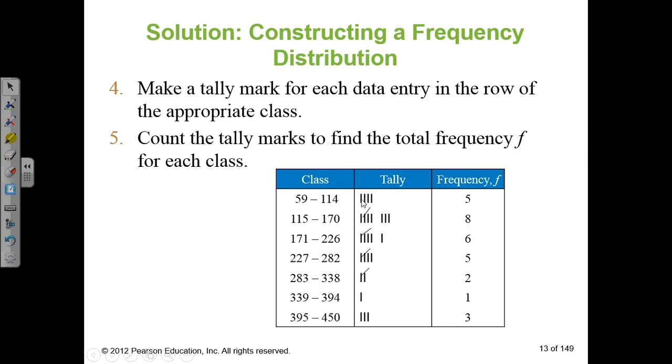Then you go through your data set and you just make tally marks. For every number that's between 59 and 114, you put a tally here. For numbers between 115 and 170, you put tallies here. Then count the number. Here it says 5, but I believe this line up here belongs up here with this. So there's 5. Here we have 8, 6, 5, 2, 1, and 3. If you add up the frequencies, they should sum to the total number in your sample, which in this case was 30.